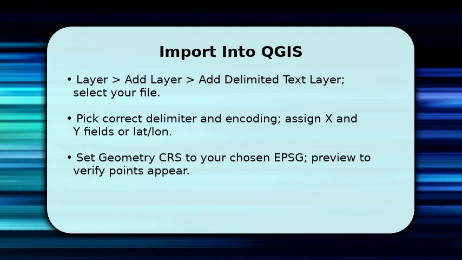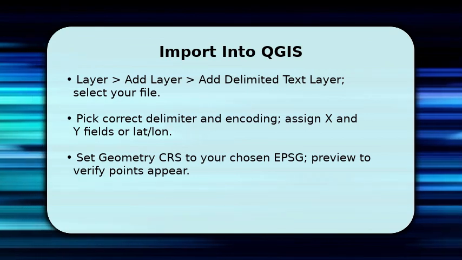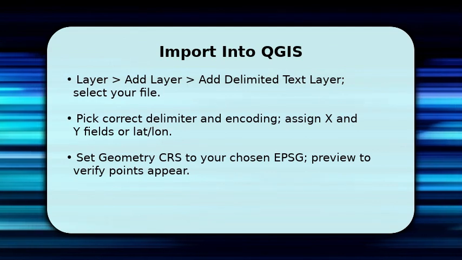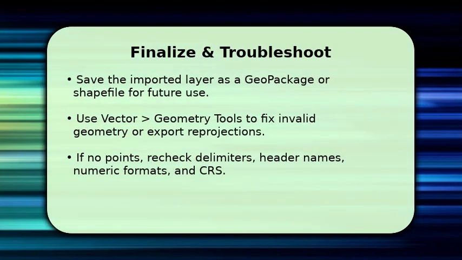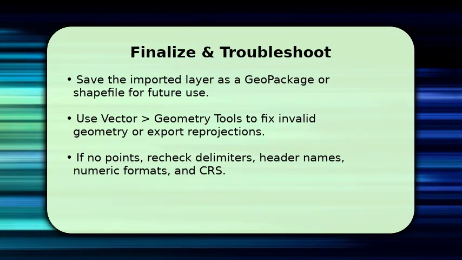Set the layer's geometry CRS to the one you prepared earlier so coordinates plot correctly on the map. Preview the import to confirm points display. If they don't, recheck field mapping and delimiter. After confirming the points, save the layer into a persistent format like GeoPackage or shapefile so you don't repeat the import. If you need another CRS, use Export, Save Features As, and choose the target EPSG to reproject cleanly.